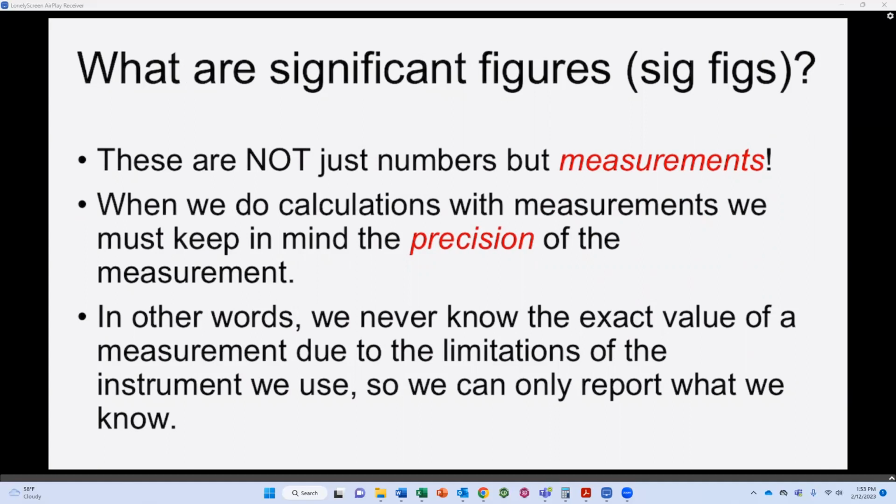And so why is this important? Because we have to limit what we report based on the certainty or the precision of the instrument that we're using. There is absolutely zero instruments in this world that know the exact value of any measurement. And so the limitations are part of what we report, and later on, part of what we report after a calculation.